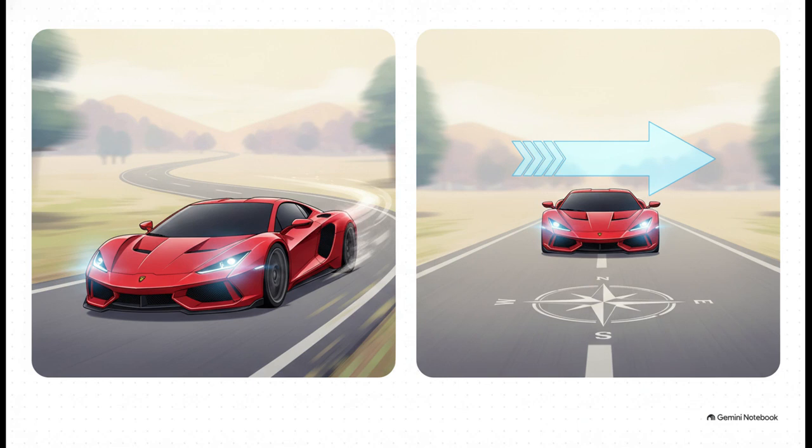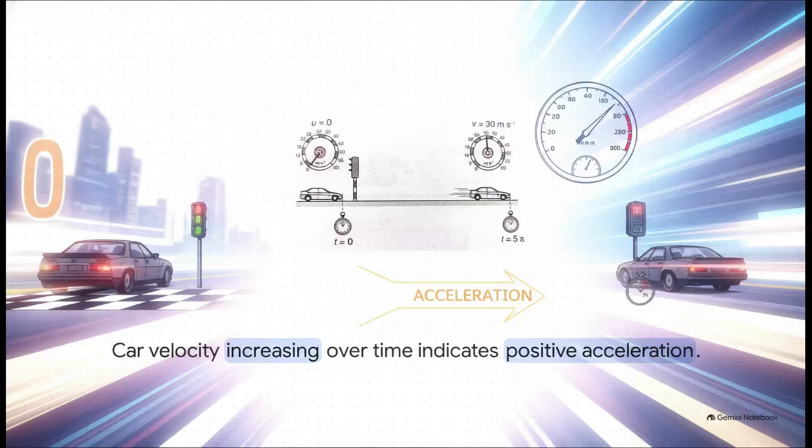Just as distance and displacement are different, speed and velocity are fundamentally different things. Speed is a scalar. It tells us the rate of change of your distance regardless of where you're heading. Velocity is our vector. It's the rate of change of your displacement, meaning it always has to have a specific direction attached to it. So, 12 meters per second is a speed, but 12 meters per second east is a velocity. And when velocity changes over time, we get acceleration.